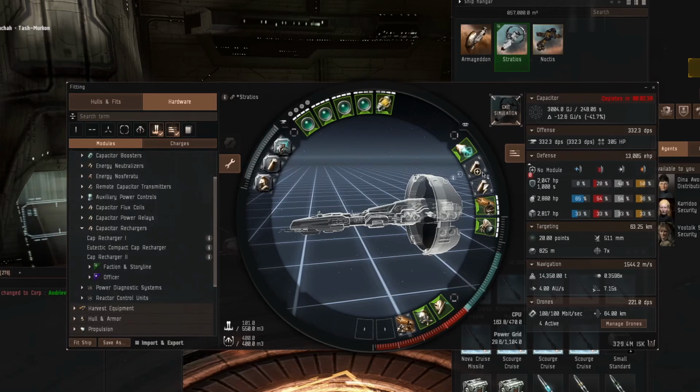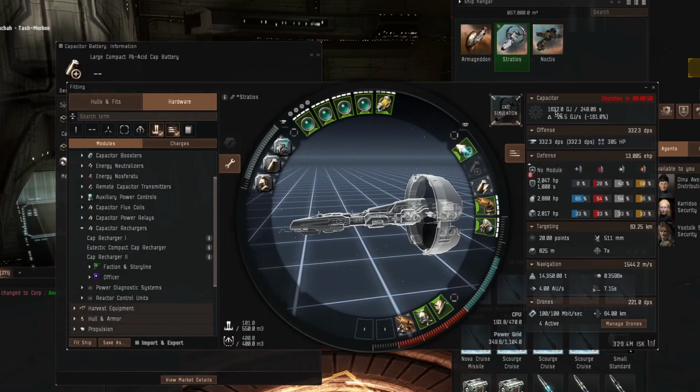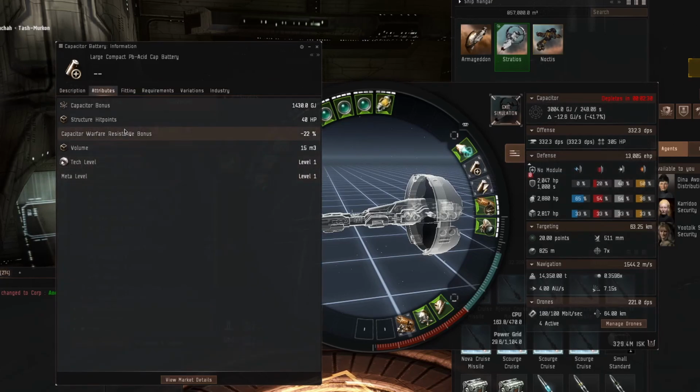Capacitor batteries are really good. These increase the total capacitor pool by quite a lot in this case. If we turn it off, the pool goes down to 1632, and if we turn it back on, it goes up to 3004, so capacitor batteries are excellent for that.